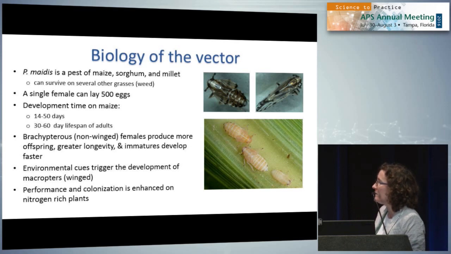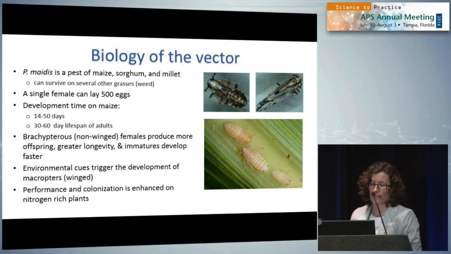A single female can lay up to 500 eggs. Their development time on maize during the nymphal stages can vary from 14 to 50 days, so environment has a really big impact on the time of development. And then they live for quite a while, so they can live for 30 to 60 days on maize plants. And those development times and lifespans vary depending on what is the plant host. So maize is actually a very good host for this insect.